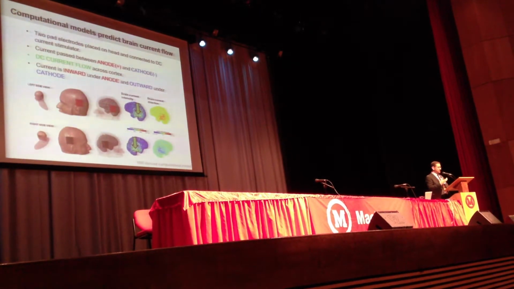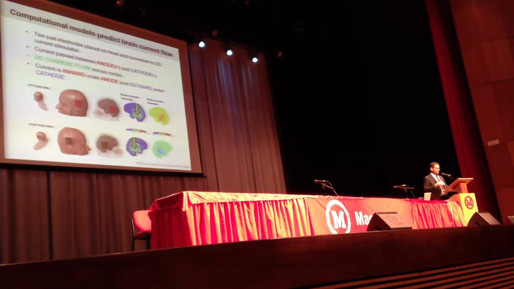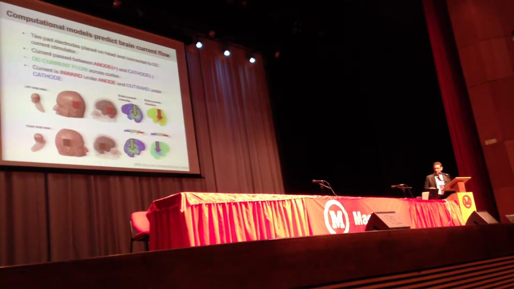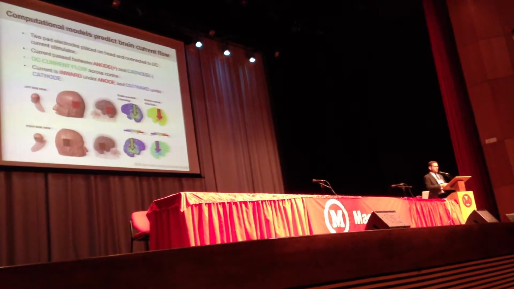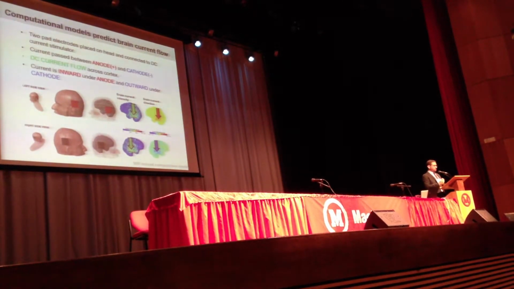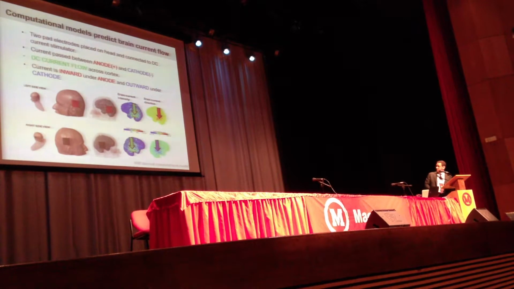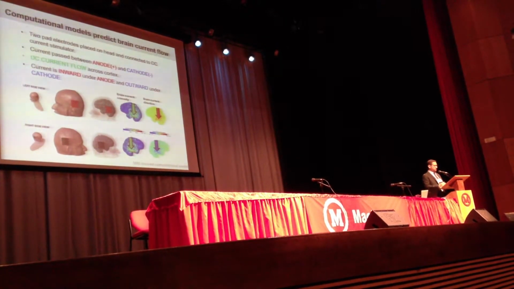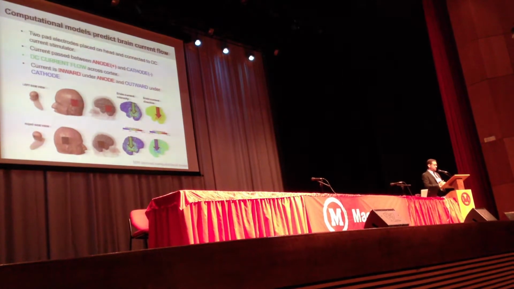On the cathode, the current is being drawn out by the black electrode, and so it's flowing out of the brain. That idea is illustrated in the next picture here, where red shows inward current flow, blue shows outward current flow, and green shows no current flow. So I'll be using this color convention throughout my talk.